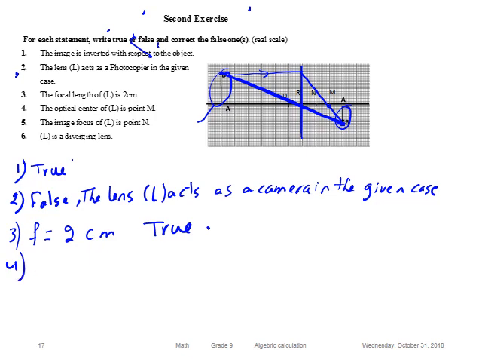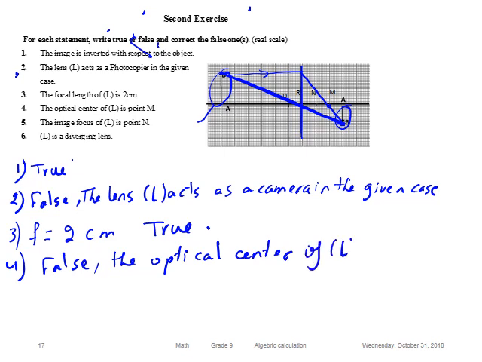Number 4. The optical center of L is point M. False. The optical center of L is R. Number 5. The image focus of L is N. False. The image focus is M.